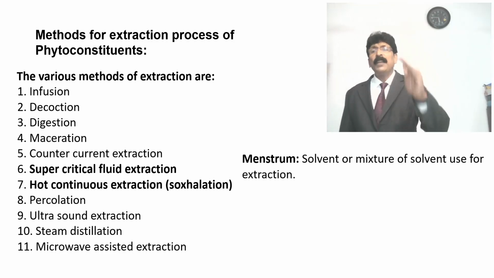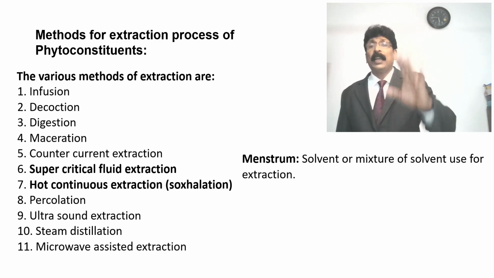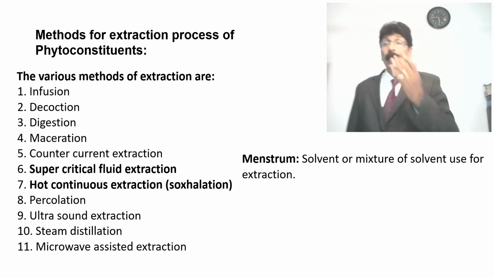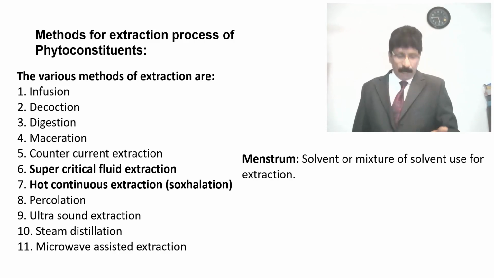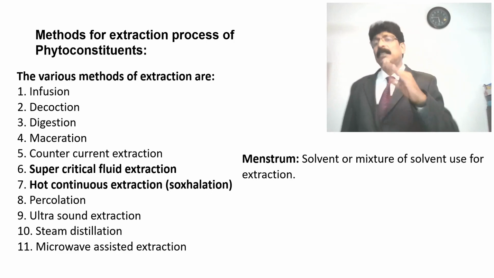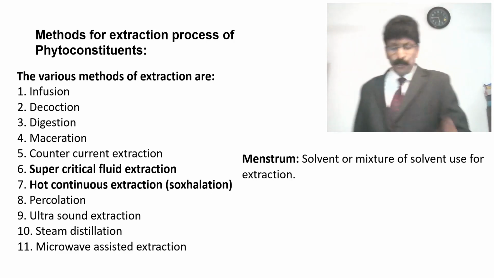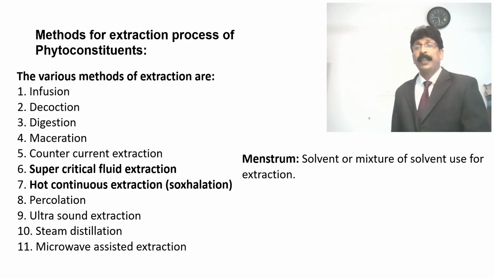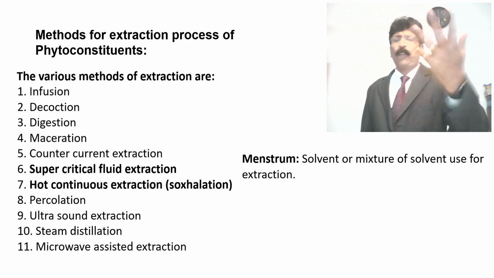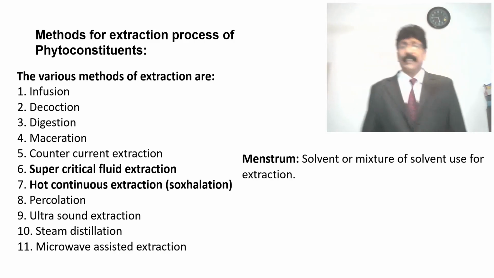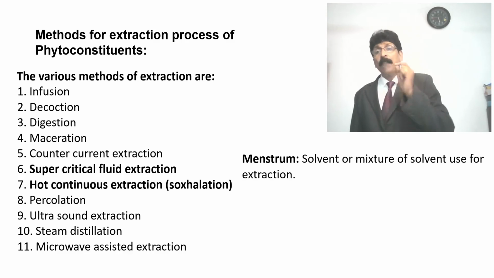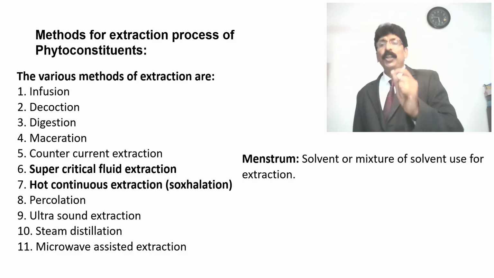Now some of the definitions for extraction the student should know. In the classroom also I told: in your pharmaceutical engineering, you might have studied size reduction, filtration, extraction, all these things. So there are some terms you should know. For filtration, you should know what is filter medium, what is filtrate, what do you mean by residue. Like that you should know some of the words you want to write about the filtration process. Same thing when you go for extraction, you should know what is menstruum. Menstruum means the solvent or mixture of solvents used for extraction.